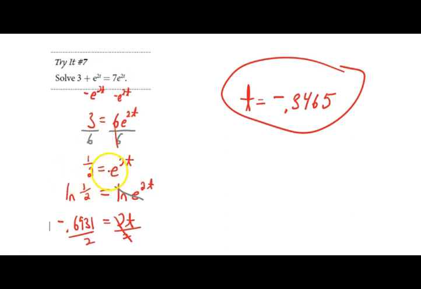Then you natural log both sides, so you get natural log 1/2 and then natural log e to the 2t, and then however you view it, the natural log and the e go away, so you get 2t equals this decimal, negative 0.6931, which is the same as natural log 1/2. Then you divide by 2, and t ends up to be negative 0.3465. So how did you do?